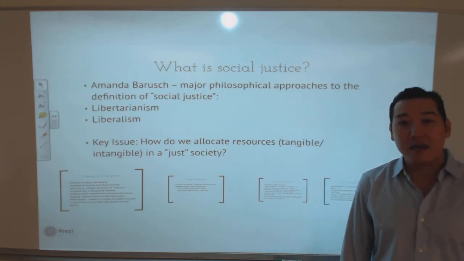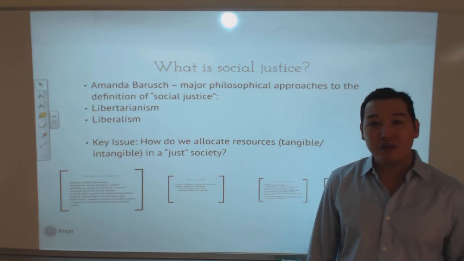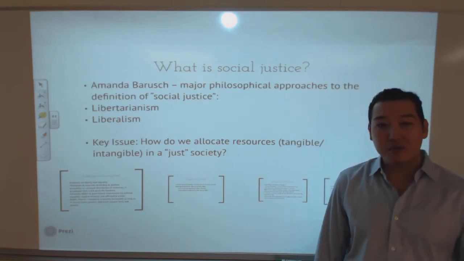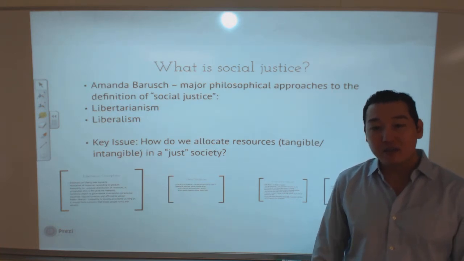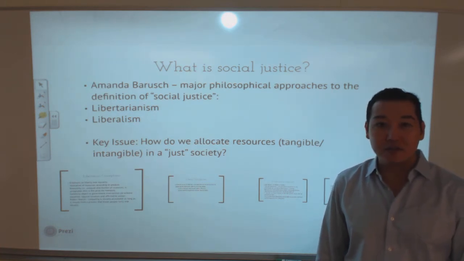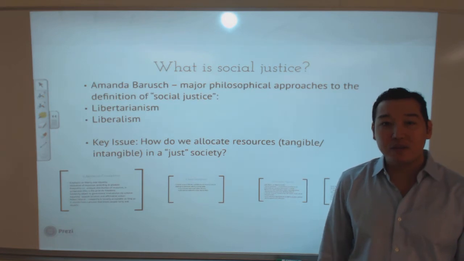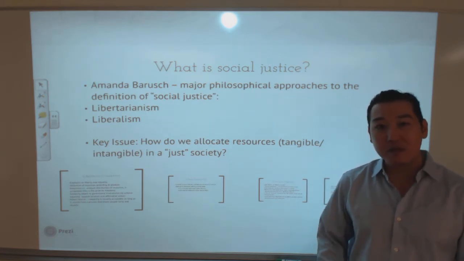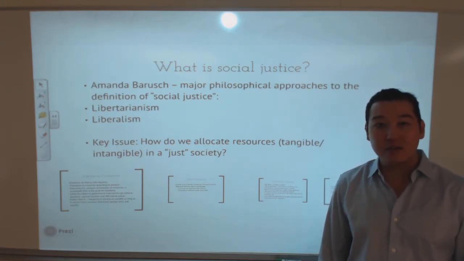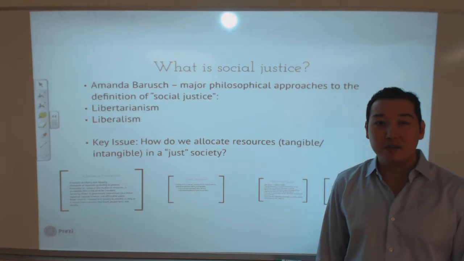And to that end, we're looking at a textbook by Amanda Baruch. This is a textbook apart from your Donito textbook, where she outlines different philosophical approaches to defining social justice. And there are various approaches, spanning Marxist approaches, oligarchist approaches, and such. But we just look at two of these approaches, and that's a libertarian approach to defining social justice, and then a liberal approach to defining social justice.